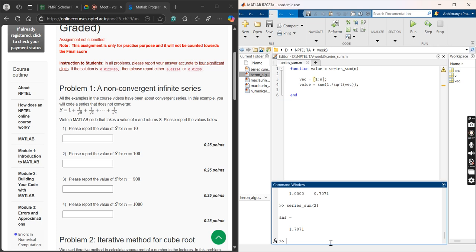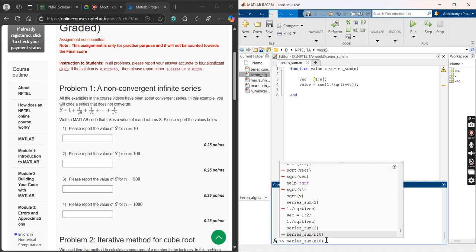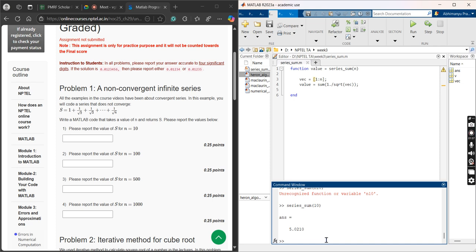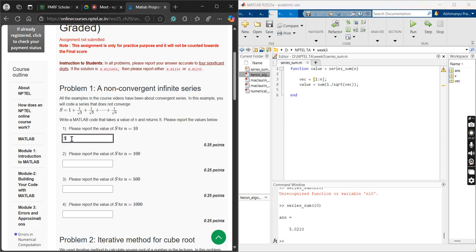I need to report the value for n equal to 10, so I will just enter 10 over here, right? And it is mentioned that we need to report the answer to 4 significant digits, right? So in this case, 4 significant digits would be 5.021. Okay, 5.0211.